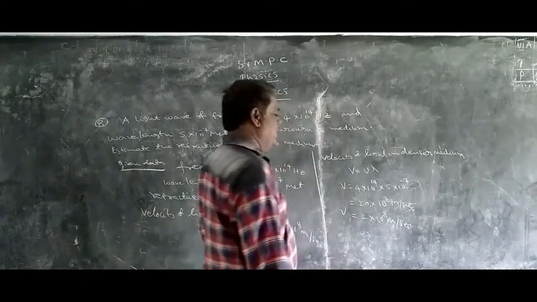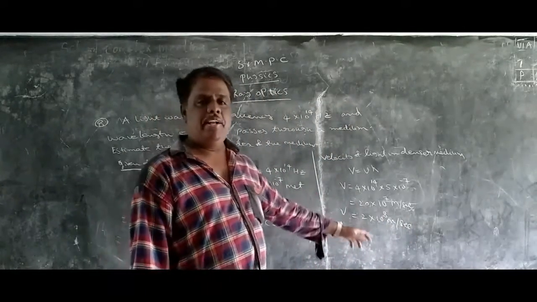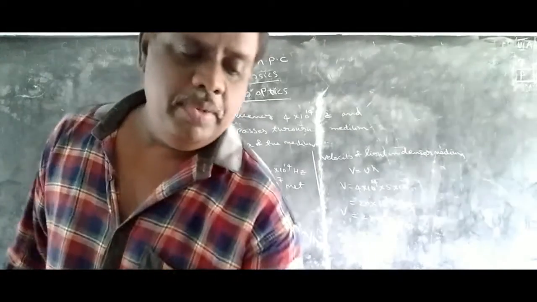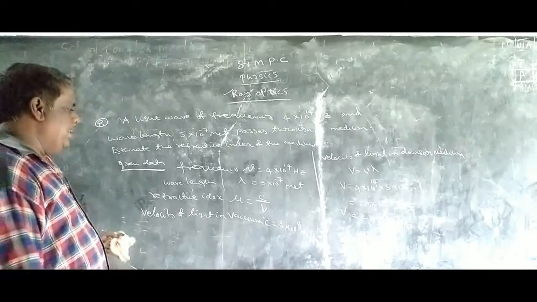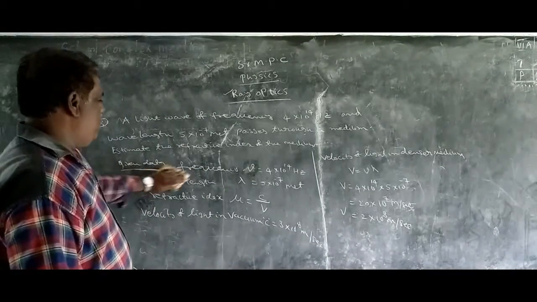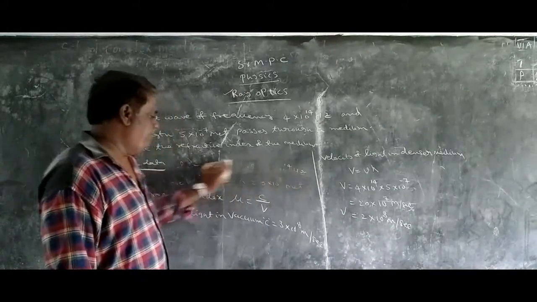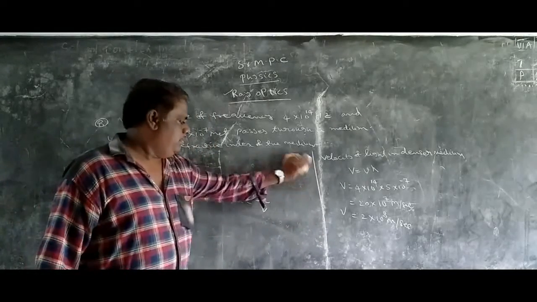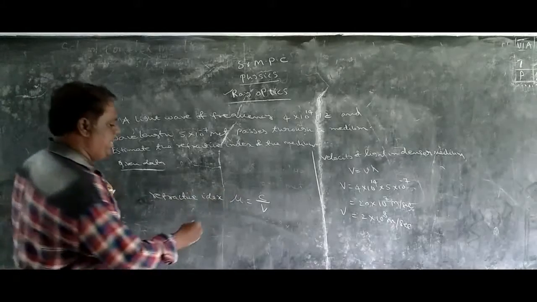So we have calculated the V value. What is the V value here? Velocity of light in denser medium. So then we can calculate the mu value. Mu is equal to C by V. Here we have already written the C value. C value will be 3 into 10 power 8.